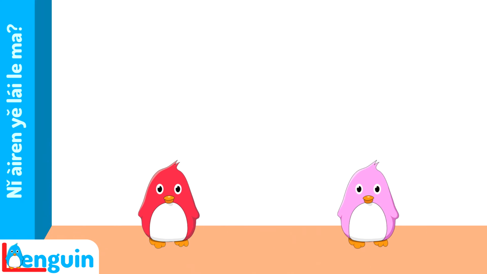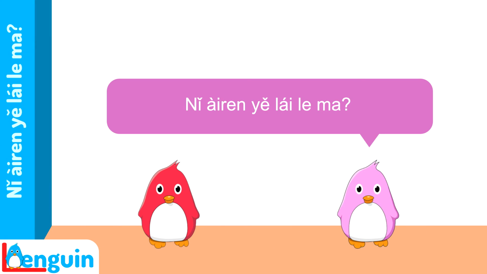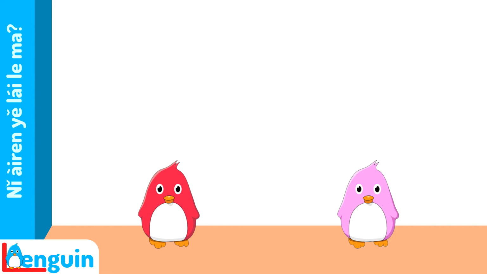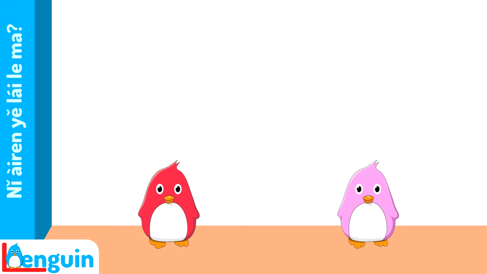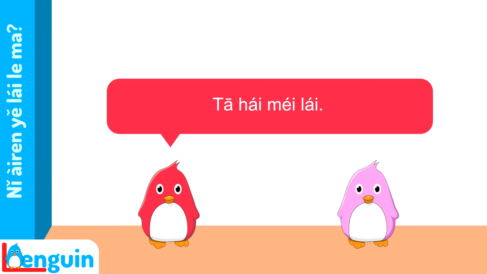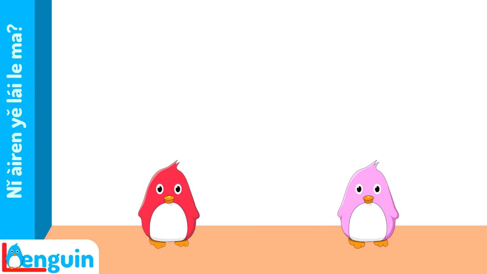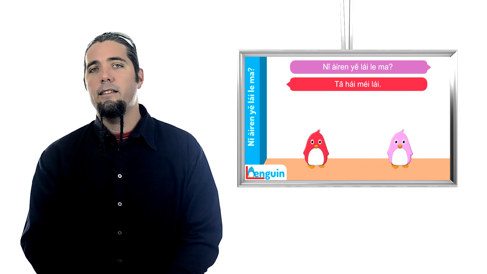Here's the exchange again. 你爱人也来了吗？ 她还没来。 Try translating it. 你爱人也来了吗？ Has your wife come too? 她还没来。 She hasn't come yet.